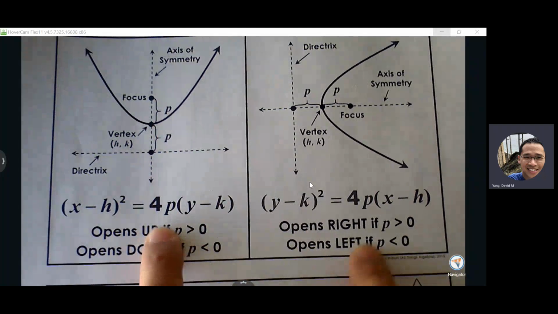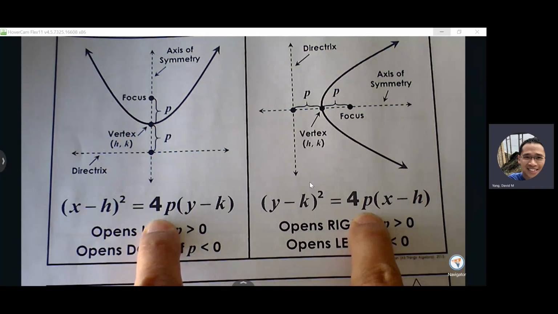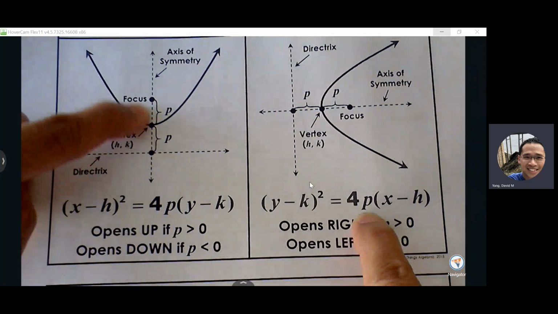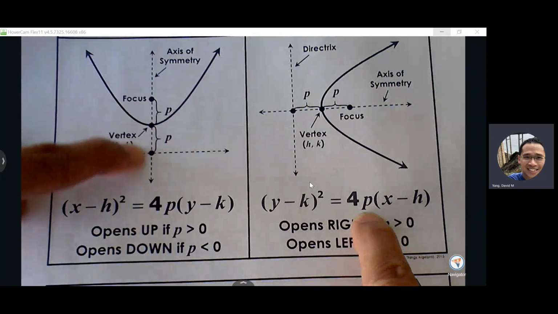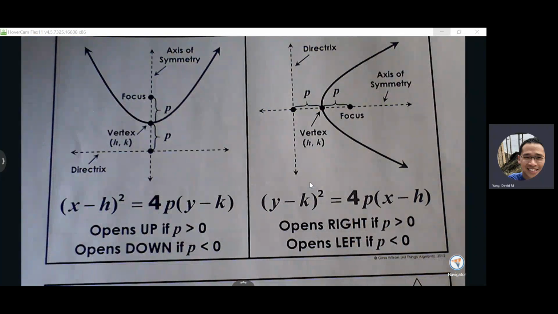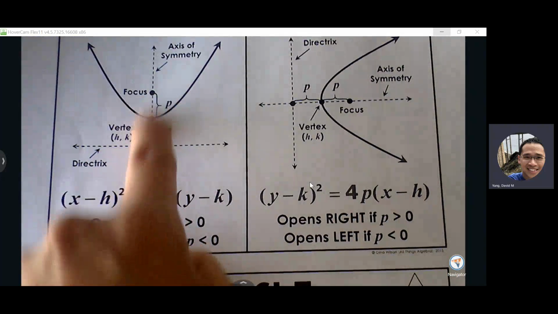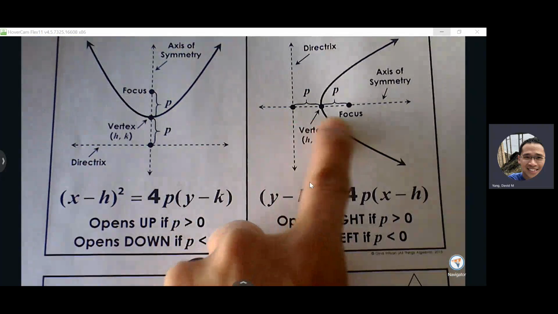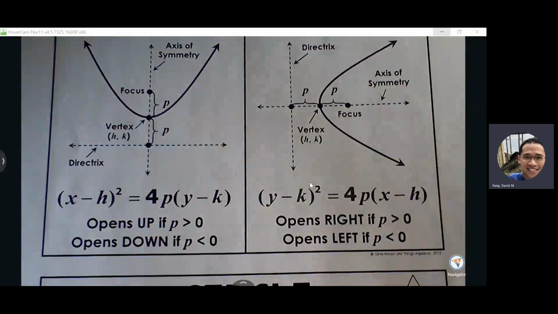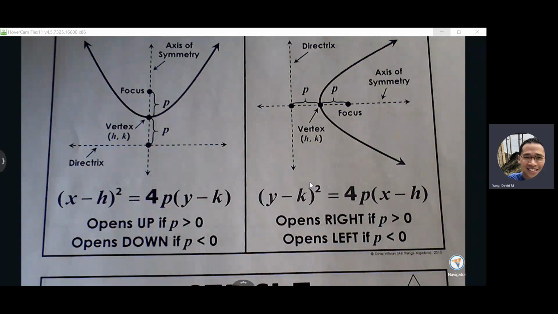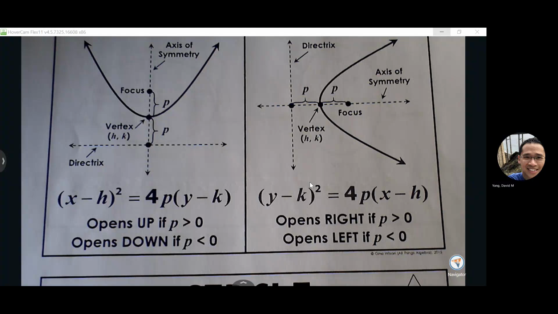And then we have to use the formula to help us find that p-value. Once we find that p-value, we can find that it's all going to be right along the same line, either vertically above each other or horizontally across from each other, depending on where your parabola is. Your focus is always inside the parabola, and your directrix is always outside the parabola. Okay.